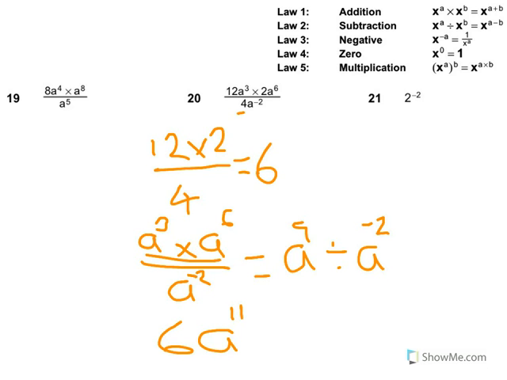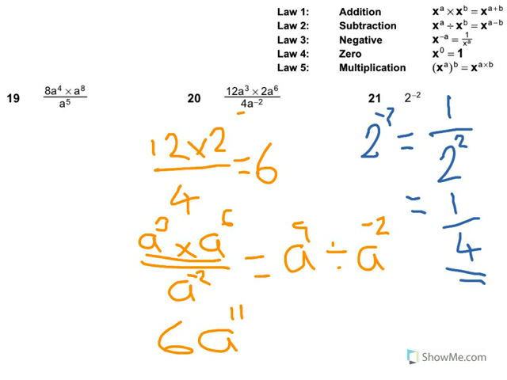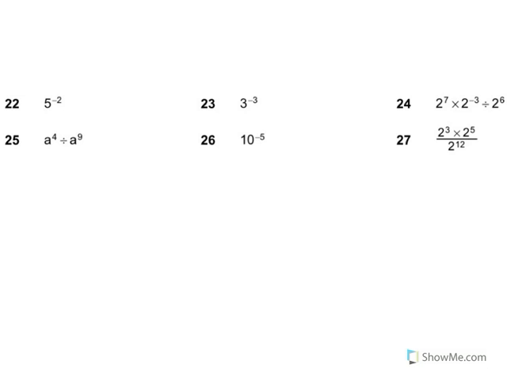Question 21, we have a number in there, there are no letters, but we still use the laws as we know them. So this is an application of law 3, a negative power will create a reciprocal, a fraction. So 2 to the minus 2 will become 1 over 2 to the power of 2, and the negative disappears. We shouldn't really leave it like that. We know that 2 squared is 4, so let's write that. Final answer.